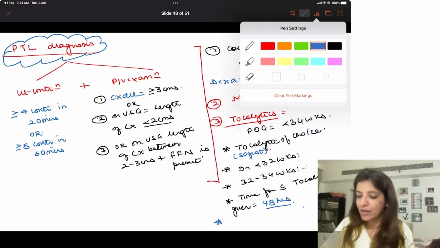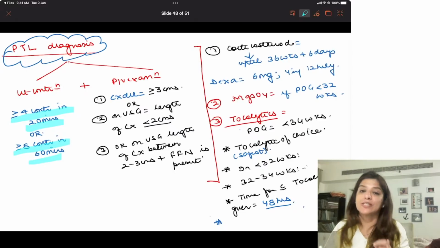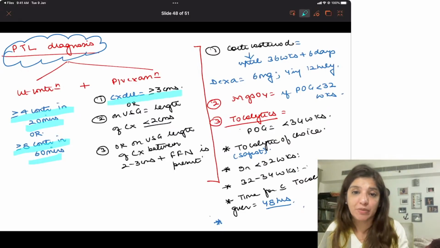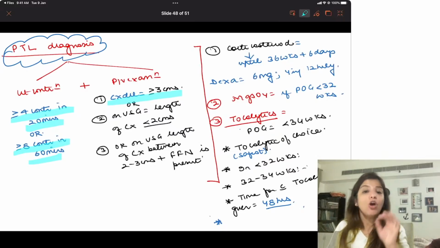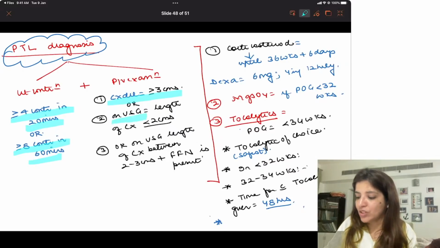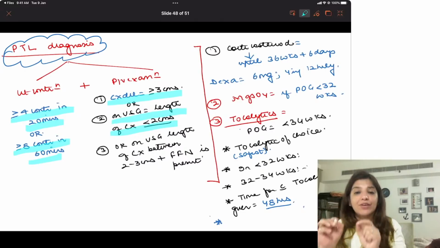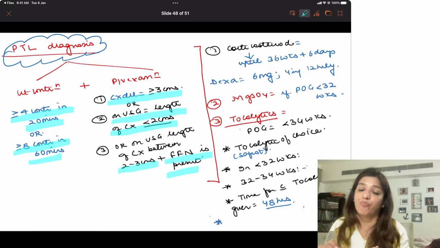How many contractions? More than or equal to 4 contractions in 20 minutes or more than or equal to 8 contractions in 60 minutes. Right? So, if the patient is having contractions and on per vaginal examination the cervix is dilated to more than or equal to 3 centimeters, then we say that the patient is a diagnosed case of preterm labor. Or on ultrasound, the length of the cervix is less than 2 centimeters, then we say she is a diagnosed case of preterm labor. Now, if on ultrasound the cervix length is between 2 to 3 centimeters, then fetal fibronectin protein should be present to say that she is a diagnosed case of preterm labor.